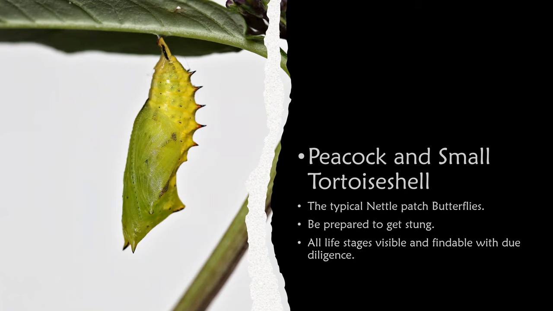Peacock and small tortoiseshell are common enough. Finding the pupa, though, well, it can be done, but takes some time and know-how. After reaching the point of pupation, caterpillars tend to wander. They can wander quite far from the food plant, and that is what makes life difficult for the hunter. And that is the whole point of the wander.